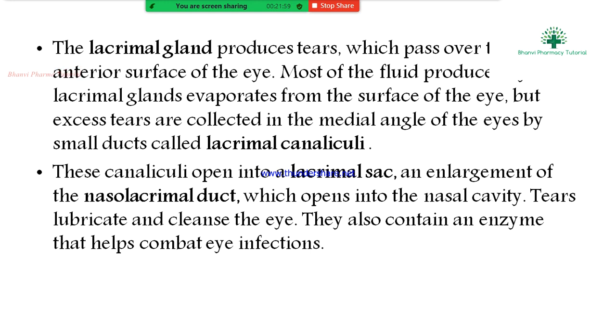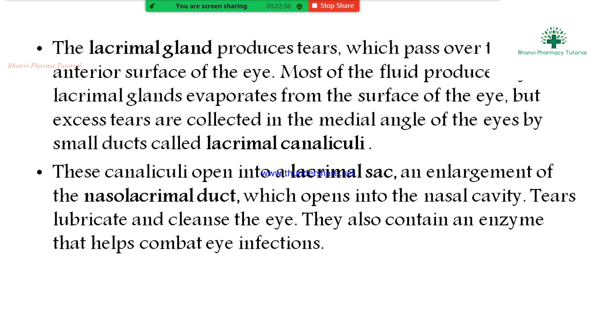The excess tears are collected in the medial angle of the eye by small ducts known as lacrimal canaliculi. These canaliculi open into the lacrimal sacs, the enlargement of the nasolacrimal duct, which opens into the nasal cavity.